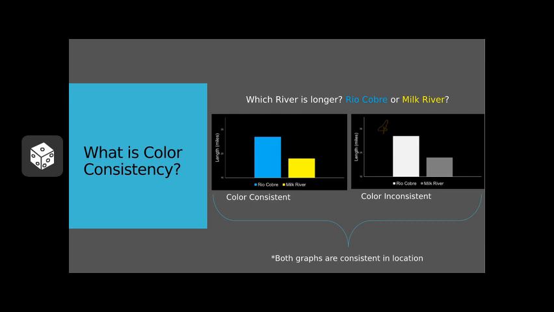We also decided to include a location manipulation in this experiment. Both of the graphs here are location consistent, or LC, meaning the variables are presented in the same order as the question. If a graph is location inconsistent, or LI, the order of the variables would be switched on the graph.